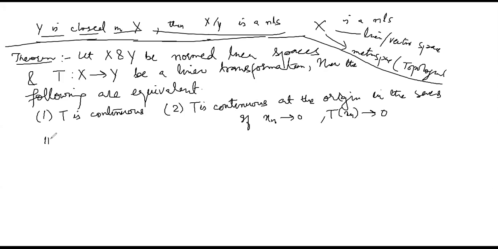Third one, this is an important one. There exists a positive real number, a K positive, such that with the property. The third wala, isko 3 likh lo, not third.